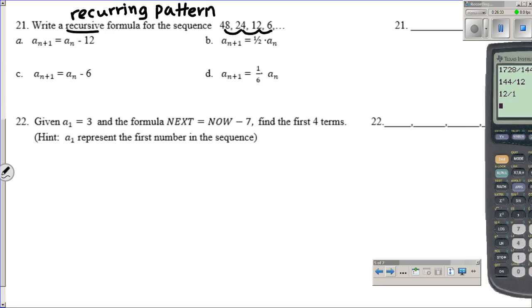So that means we are multiplying by a decay factor or a number less than 1. If you think about the relationship of 24 to 48, 24 is half of 48. So we're multiplying by 1/2 each time, or 0.5. So the common ratio would be 0.5 or 1/2. So we need to identify the recursive equation that says the next term equals the now term times 1/2. And you should recognize that that's going to be answer choice B. Here's 1/2 times a sub n.